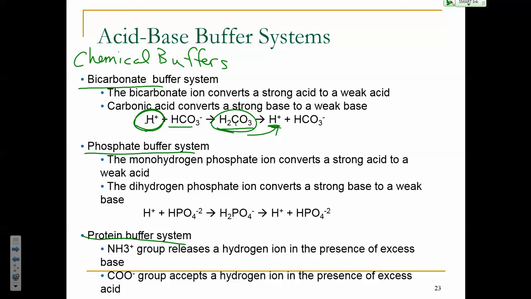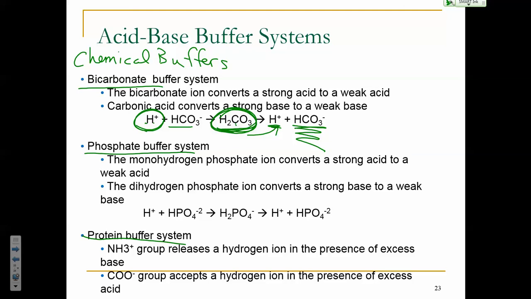At the same time, if you had a strong base in you, like you have an excess of these, they're going to combine with hydrogen to form the carbonic acid, which is not going to release it as much. It's weaker. So it goes back and forth and back and forth. So basically, it's converting strong to weak.